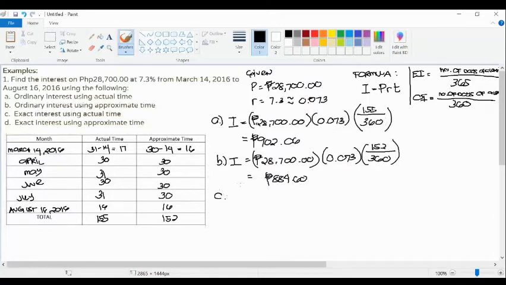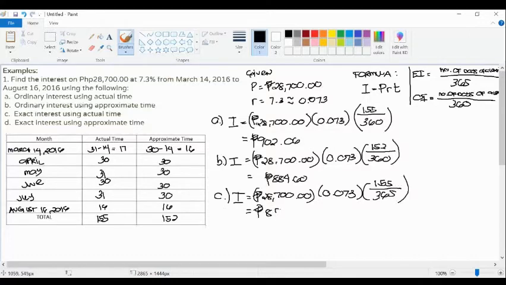Next, let's compute for the exact interest using actual time. So same process, that will be 28,700 pesos multiplied by 0.073. So for this one, that is 155 divided by 365. So it will give us an answer of 889.70.